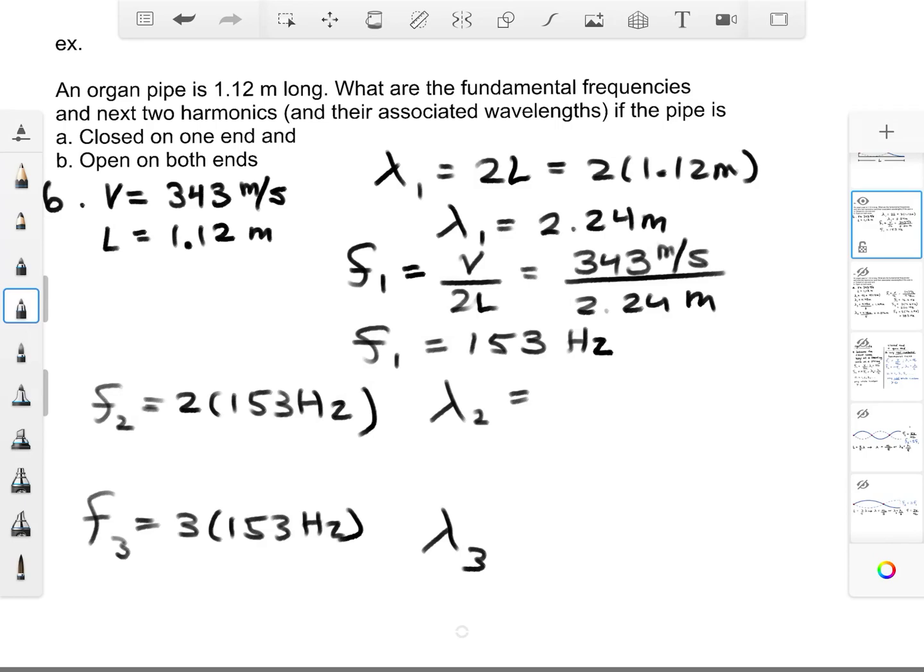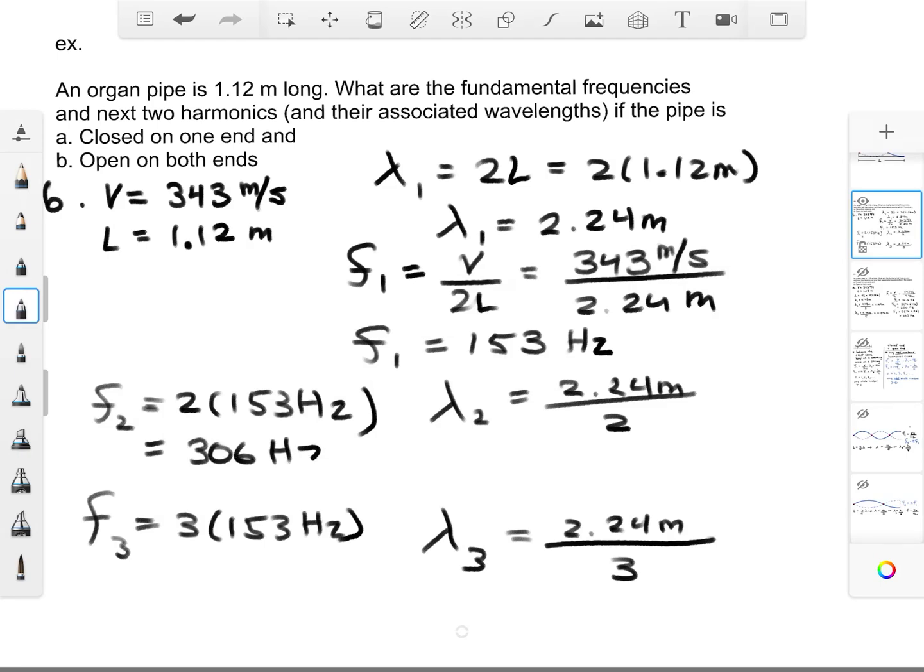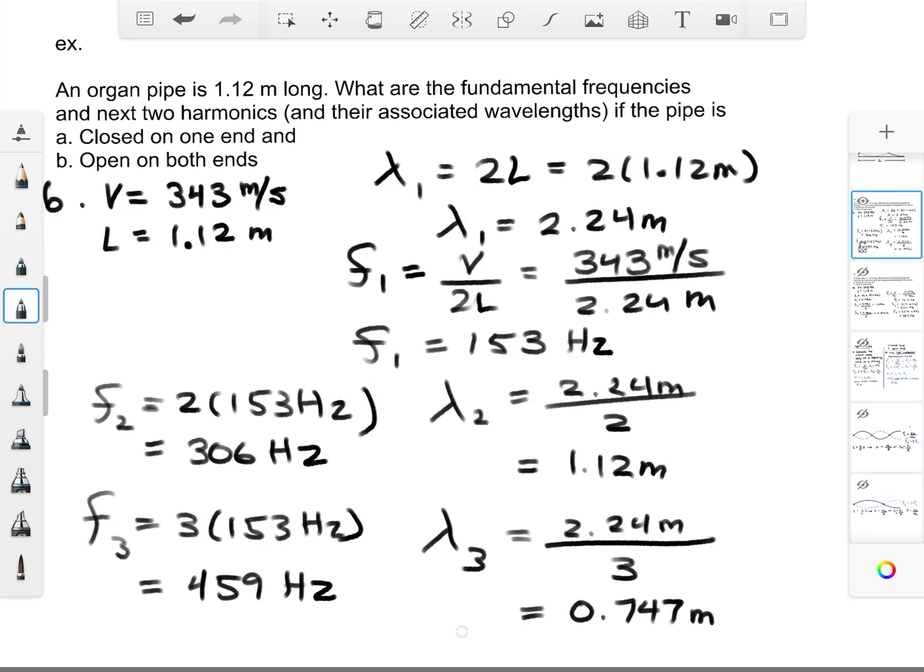This one is going to be 2.24 divided by 2, and this one's going to be 2.24 divided by 3. All right, so for F2, we will get 306 hertz. For F3, we're going to get 459 hertz. For wavelength 2, we will see 1.12, the original length of the pipe. And then for wavelength 3, approximately 0.747 meters. Again, just like before, as your frequency increases, your wavelength will decrease.